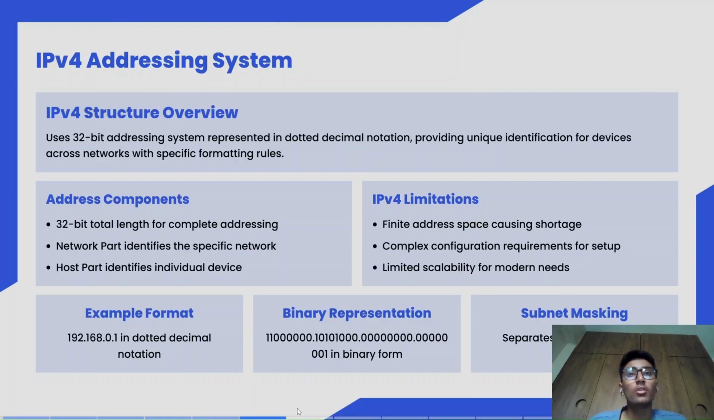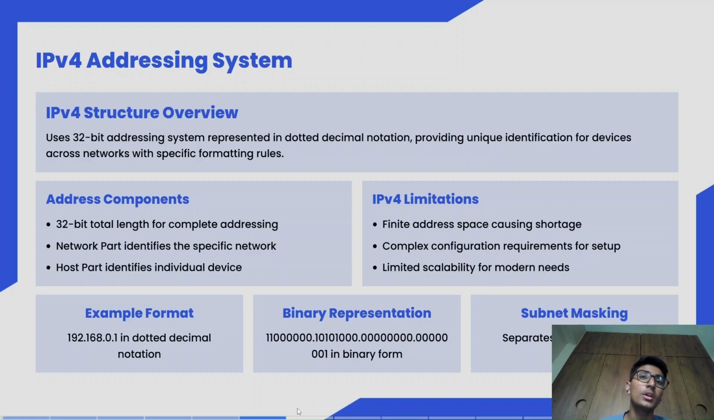Moving next, let's talk about the IPv4 addressing system. IPv4 is the version we are most familiar with. Now let's talk about the structure of IPv4. It uses a 32-bit addressing system represented by dotted decimal notation. A typical format is like 192.168.0.1. Now let's talk about the components of IPv4. The address is divided into two parts. The first one is the network part, which is used to identify the network. The second part is the host part, which is used to identify the individual devices.